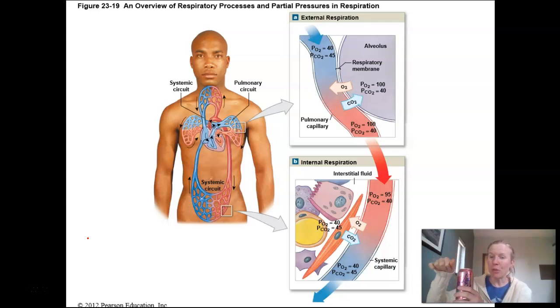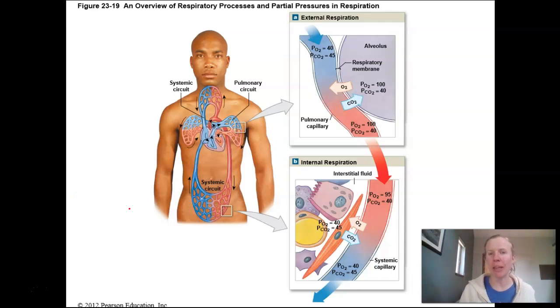But what happens as soon as you crack the top, you hear that psst, that's the CO2 trying to leave, right? Because it's no longer under pressure, okay? And so what we'll see with gases is they want to move from areas of a higher partial pressure to lower partial pressure. So when we forced all the CO2 in here, high partial pressure of CO2, as soon as you crack it open, it wants to move away, right, out of the can. The same thing works in your blood vessels.